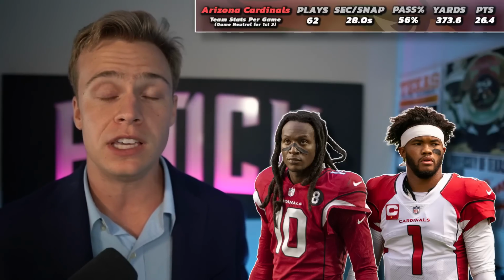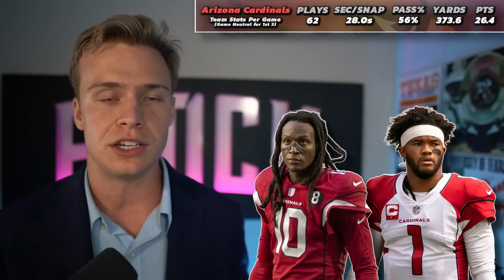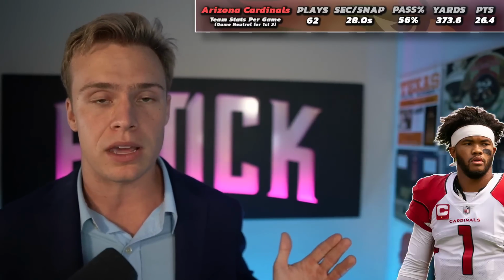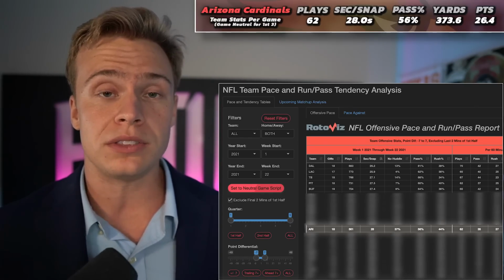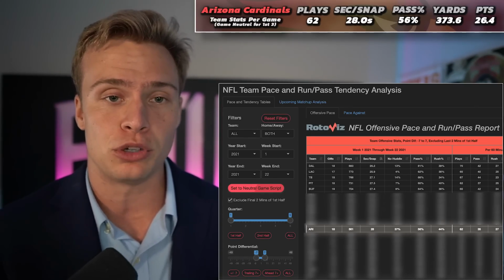Now, of course, this number did come down in 2021, but you had an injury to Kyler Murray. You had an injury to DeAndre Hopkins. So Cliff Kingsbury and this coaching staff is not going to continue to run the same exact game plan when your wide receiver 1 is Christian Kirk and your quarterback 1 is Colt McCoy. Of course, you have to adjust, but they were still average to above average in pace of play this season, where they were the 12th team in pace of play in game neutral environments.